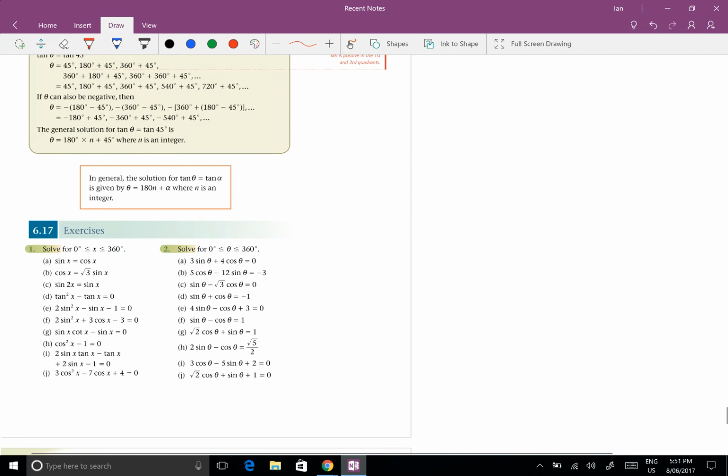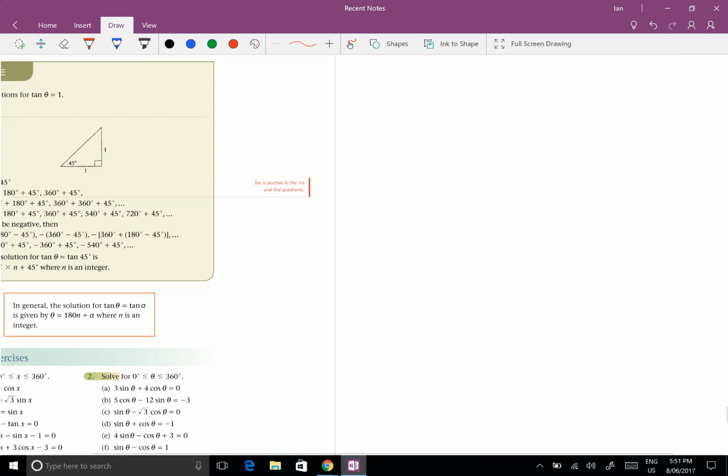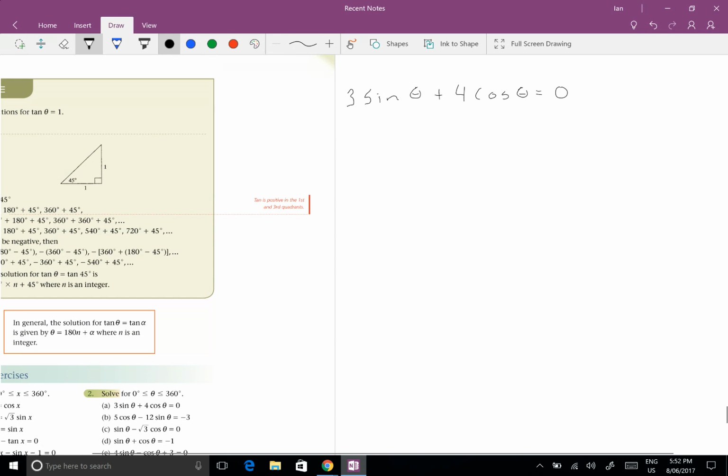So let's have a look at this, and I'll do a couple here. Let's take the first one, and I did it in class today. So we've got 3 sine theta plus 4 cos theta equals 0. Okay, so this is a difficult thing to do, but I know that sine theta, what did we say that sine theta was? Well, sine theta was, or is, 2t on 1 plus t squared.